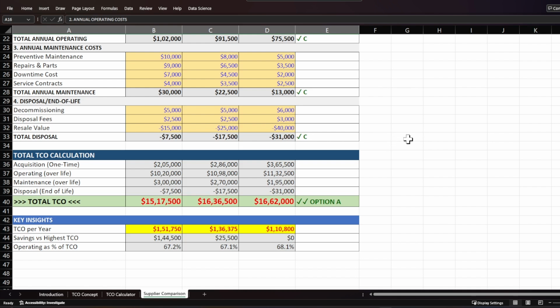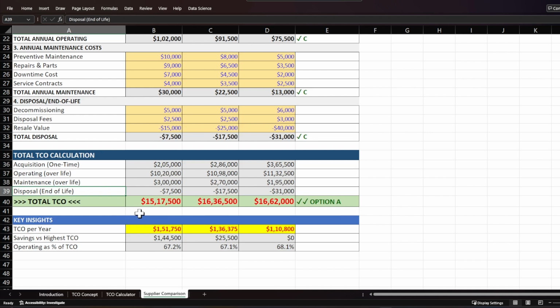Now, if you add all of the costs here: acquisition, operating, maintenance, and disposal, you will find that the total cost of ownership for A, the budget supplier, is the lowest, and it is highest for the premium supplier for the useful life. So what you will deduce from here is that option A is the lowest, so I should go with supplier A.